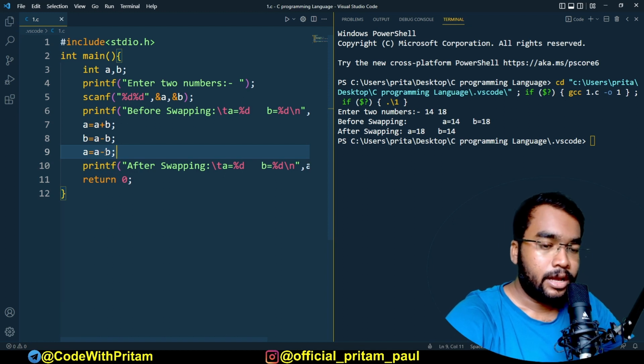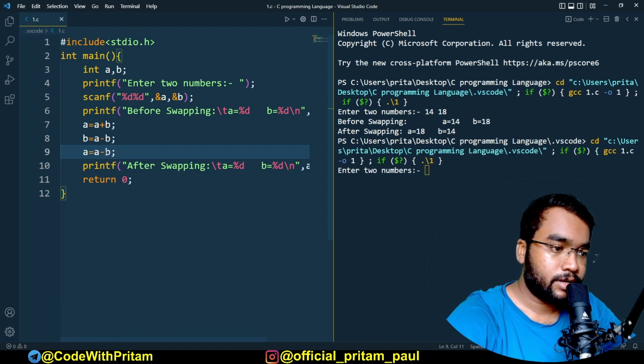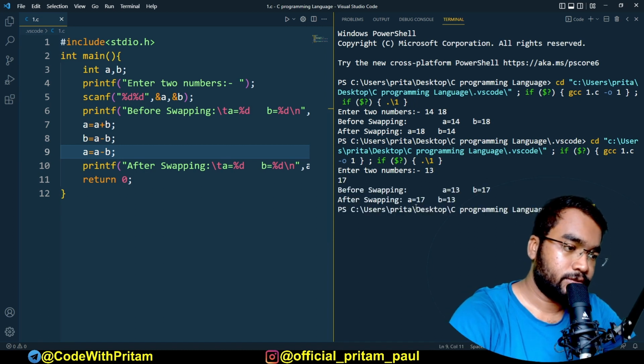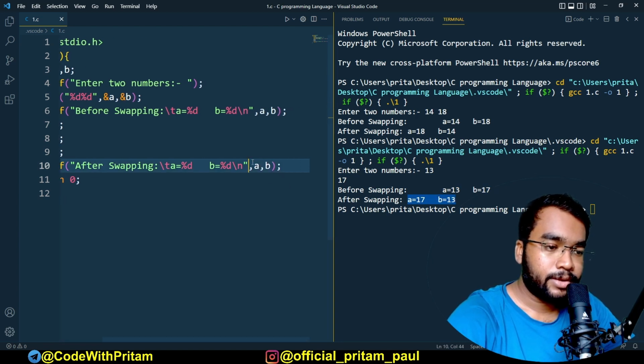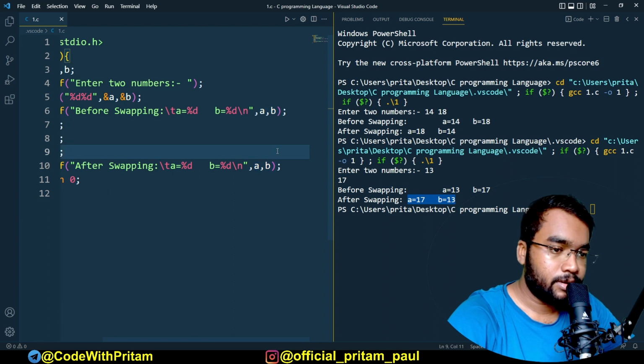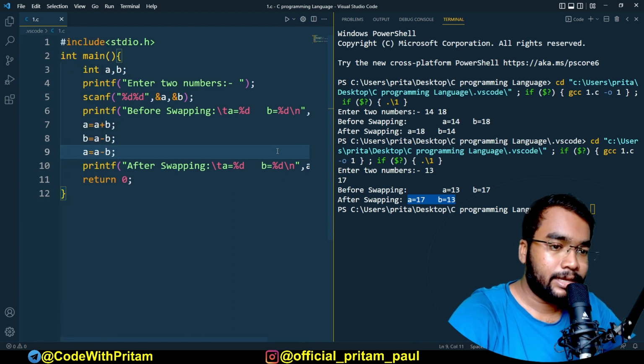Now let's try to run. Enter two numbers. It's 13 and 17. So you can see a equal to 13, b equal to 17, and then a equal to 17 and b equal to 13. So both are the same. Okay, so yeah, that's the thing.